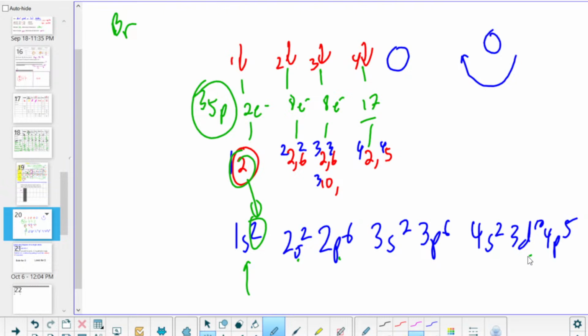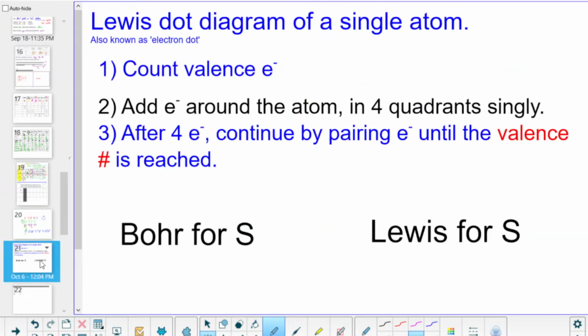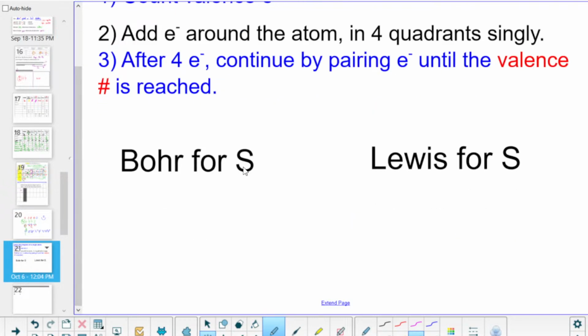Now, if you looked at that right now and were like, I don't ever want to hear about that again, you don't have to. We're not going to do it in grade 10. We do it a little bit in Chem 11. But this is just what's going on in the background. But we don't need to do that. We need to make Lewis dot diagrams. Nice segue, eh? So please write down the number of valence electrons for Bohr and draw a nice Bohr model for sulfur.